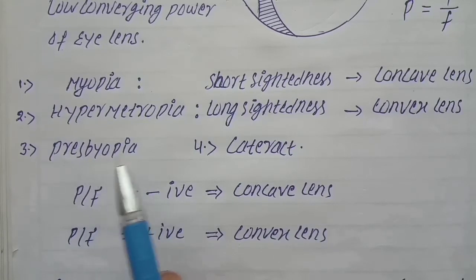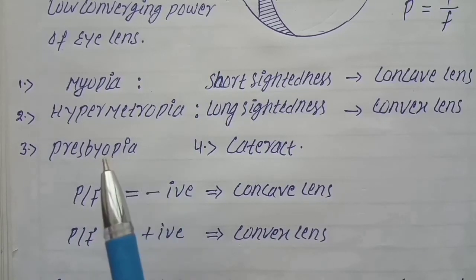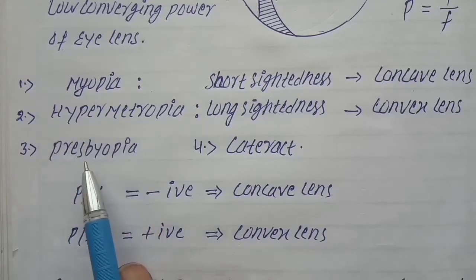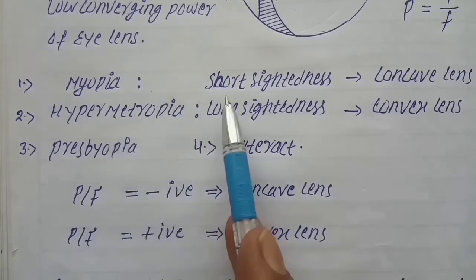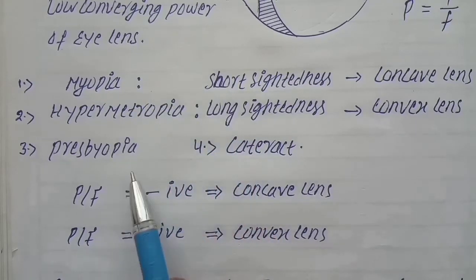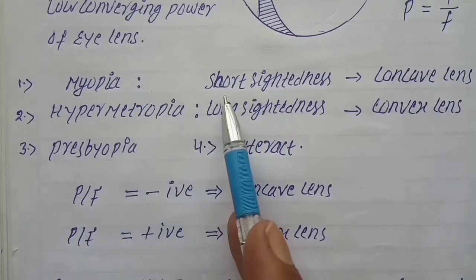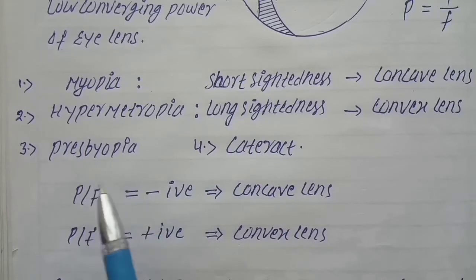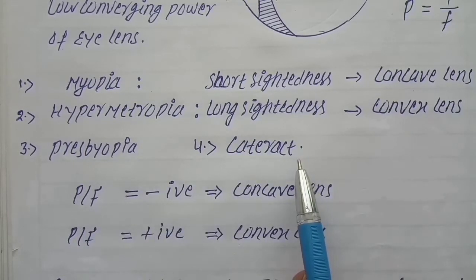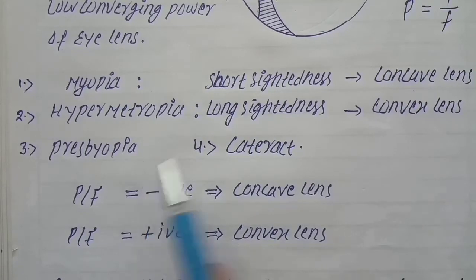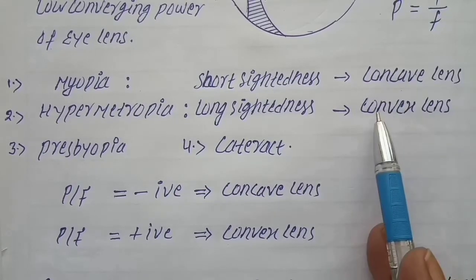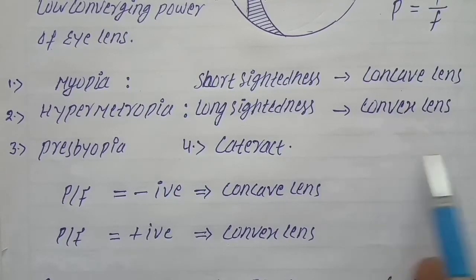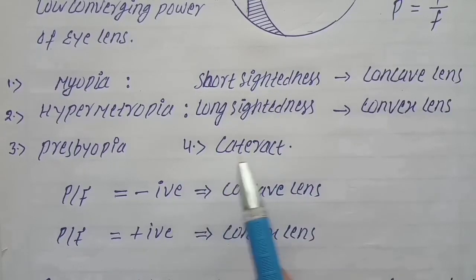Presbyopia occurs only in old age due to gradual weakening of the ciliary muscle. This is the only defect which occurs in old age due to gradual weakening of the ciliary muscle. In this defect, a person can neither see distant objects nor nearby objects. To see distant or nearby objects, a person needs spectacles containing a bifocal lens or double lens, in which a concave lens is used in the upper part to see long distance objects and a convex lens is used in the lower part to see nearby objects. Next is cataract.